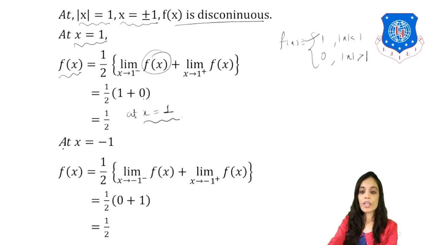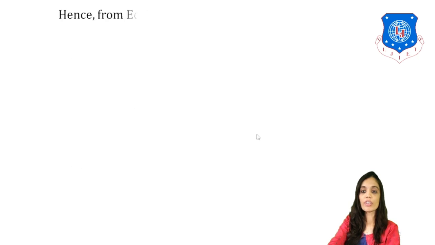Done? Now at x equals minus 1. So here f(x) is equal to 1 upon 2 times the limit x tends to minus 1 from the minus direction of f(x) plus the limit x tends to minus 1 plus f(x). Now this value will be 0 and this value will be 1. So our f(x) is equal to half when x equals minus 1. So here we have got our value as half whenever |x| equals 1. Okay. So now let us move on to our next step.